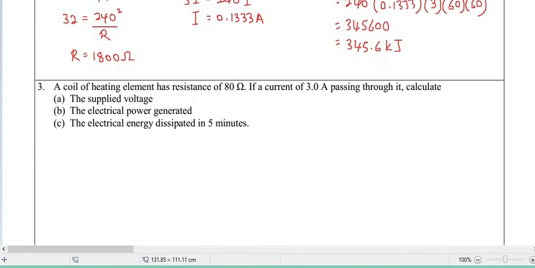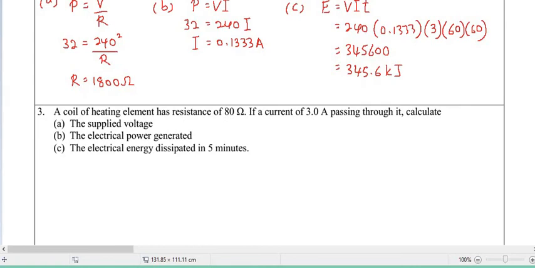The third one. A coil of heating element has resistance of 80 ohm. If a current of 3 ampere passes through it, calculate the supply voltage. So how much is the voltage supply? You see, you have the resistance, you have the current. So you can use V equals to IR.